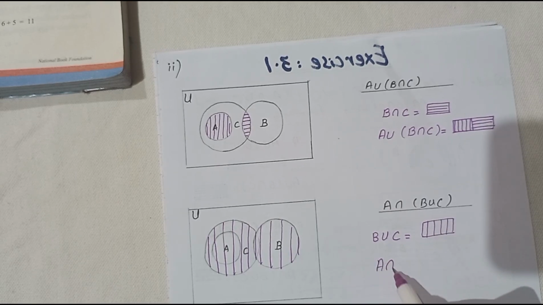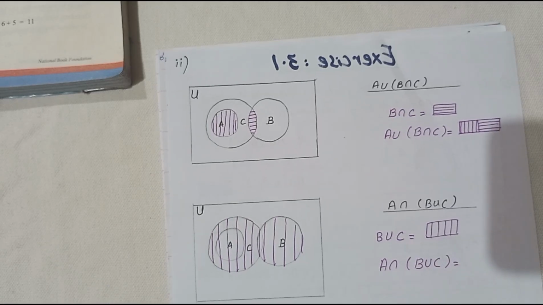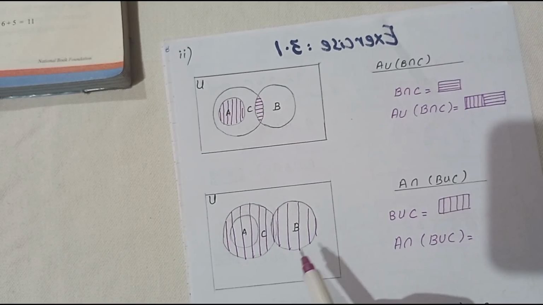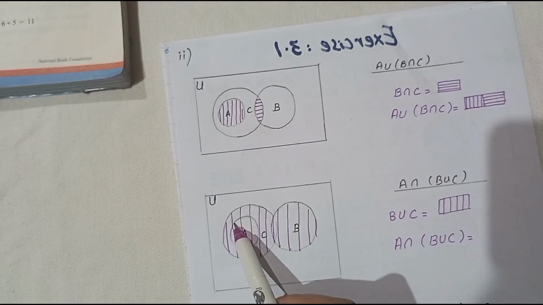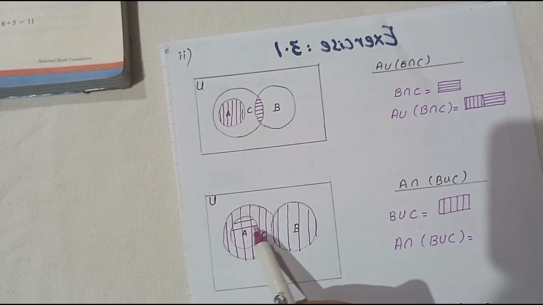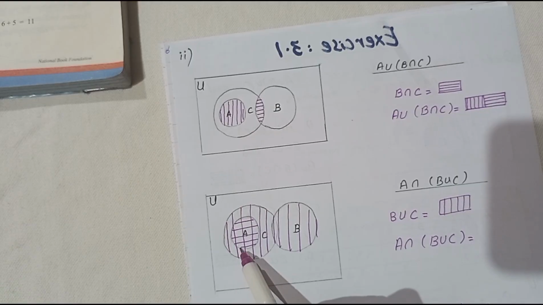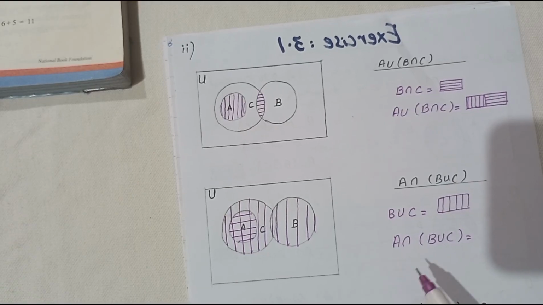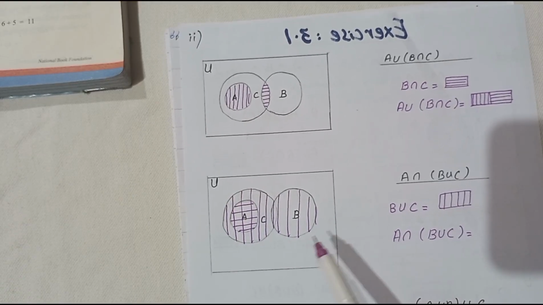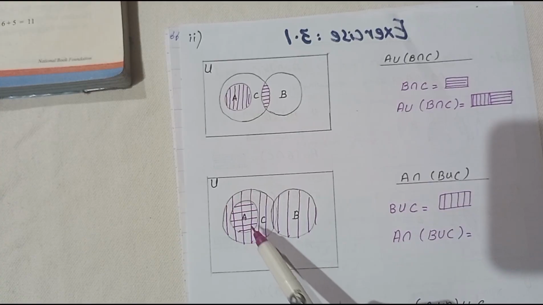A intersection B union C. We shaded A part with the horizontal lines. So we have to select the part which is common between A and B union C.